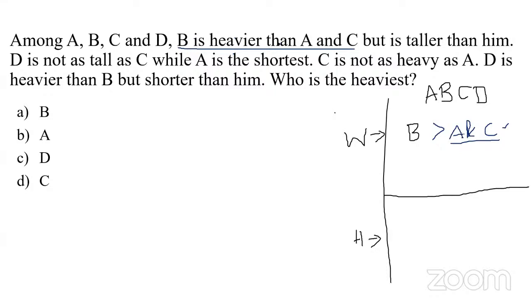B is heavier than A and C, but is taller than him means what will come?